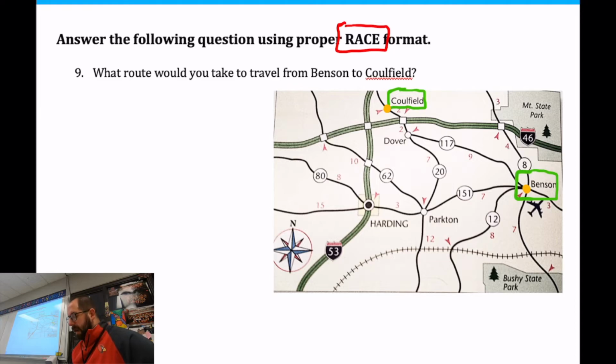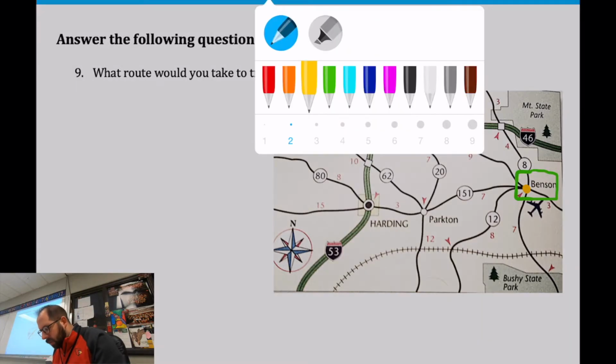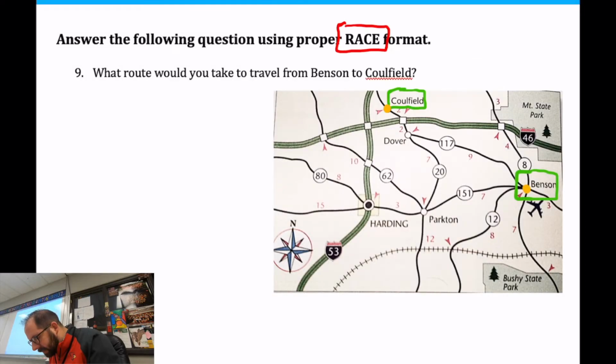Okay. Now, what do you guys think? What would be the best route? Let's discuss it. 117 over 20. Yep, 117, and then you're going up 20. I absolutely agree. So let's talk about that. Let's draw this out. We're going up 117. This is the route I'd be taking, and then going up 20. Because then if you're taking 8 off, you would kind of backtrack.